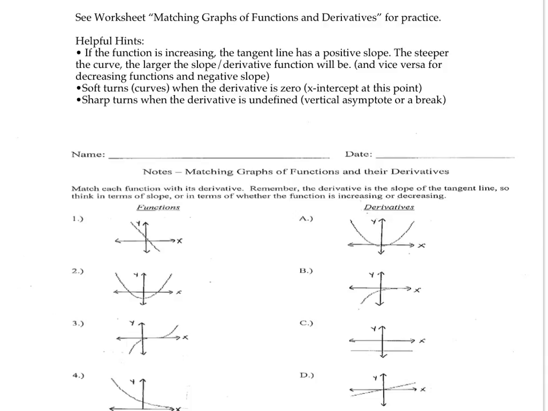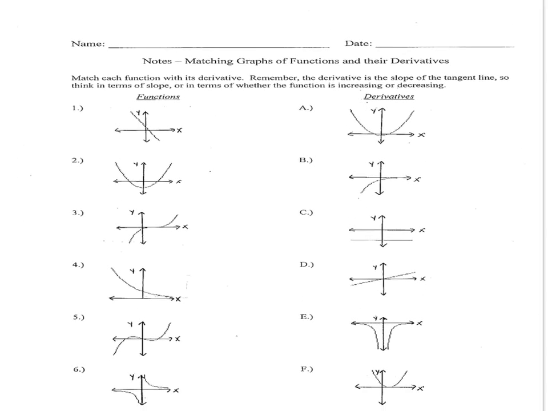So some helpful hints. If the function is increasing, the tangent line has a positive slope. The steeper the curve, the larger the slope. And vice versa for decreasing functions, a negative slope. Soft turns or curves happen when the derivative is 0. In other words, we have an x-intercept at that point. Sharp turns happen when the derivative is undefined or you have a vertical asymptote or break. And we'll use that a little bit more later on when we're trying to graph a function given some information about it. All right, but for now, we're going to do a little bit of matching.